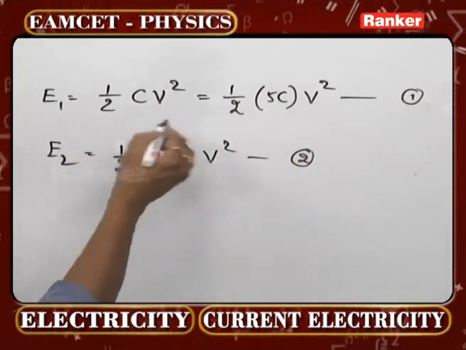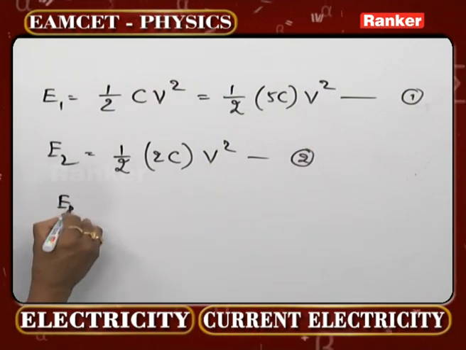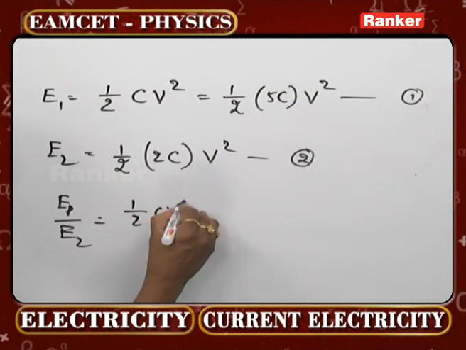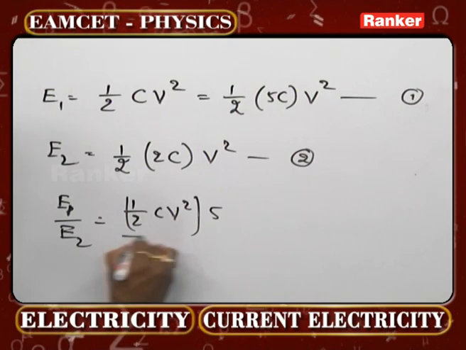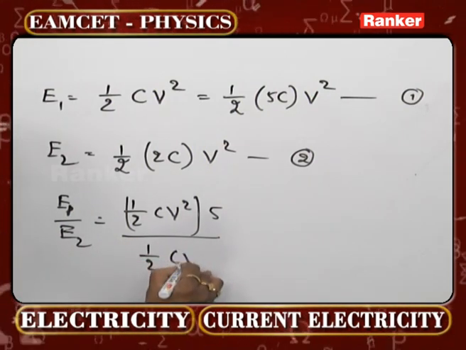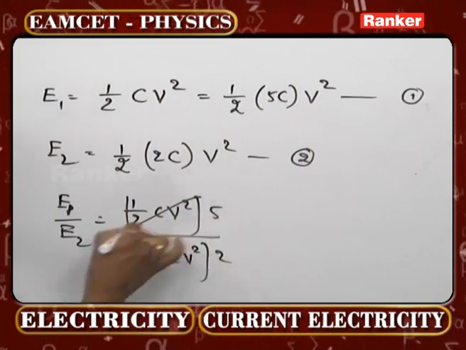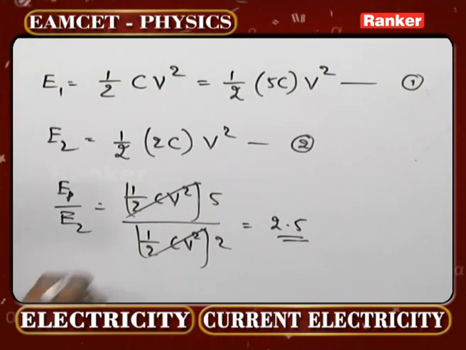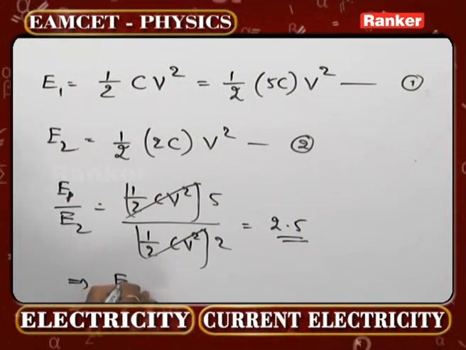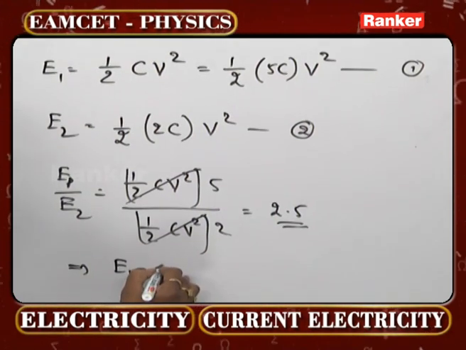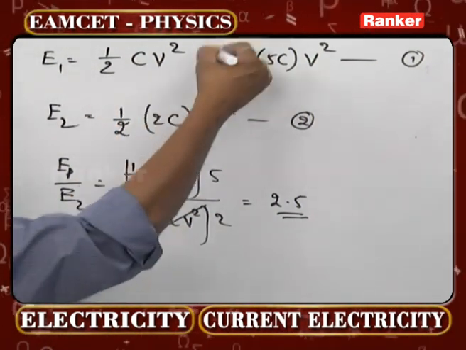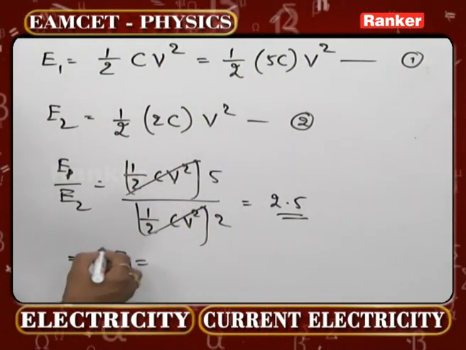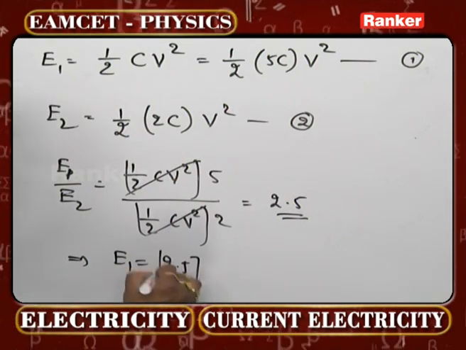Now the question here is, what is the ratio of E1 by E2? You take half into CV square multiplied by 5, divided by half into CV square multiplied by 2. This whole thing gets cancelled. So what is now left over? 2.5 is left over, 5 by 2. Then what will be the value of E1? Is it not 2.5 times E2? E1 is 5 times, E2 is 2 times. So 5 by 2 is 2.5 times. So directly you can write E1 is equal to 2.5 times E2.